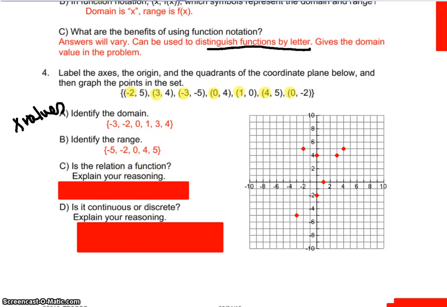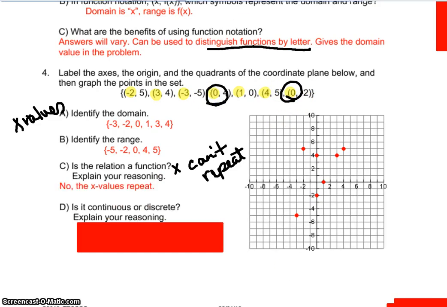Is the relation a function? Remember, x can't repeat. So go back up here and look. -2, 3, -3, 0, 1, 4, and 0. We have 0 and 0 again. So that would be a repeat, and it is not a function.